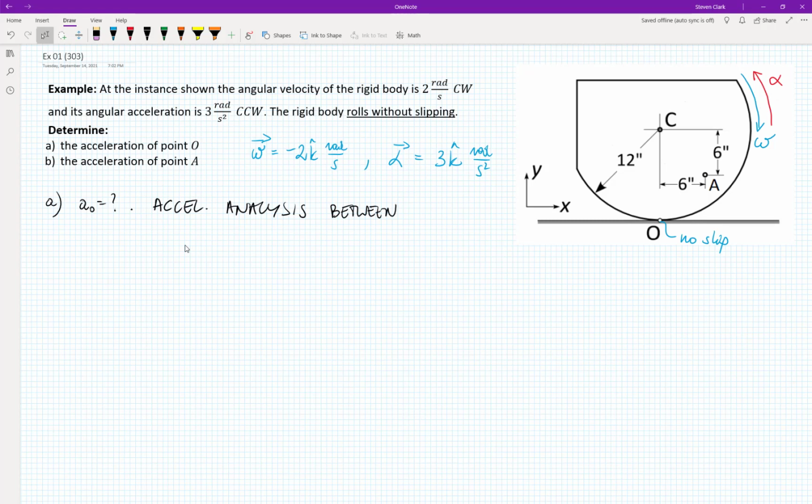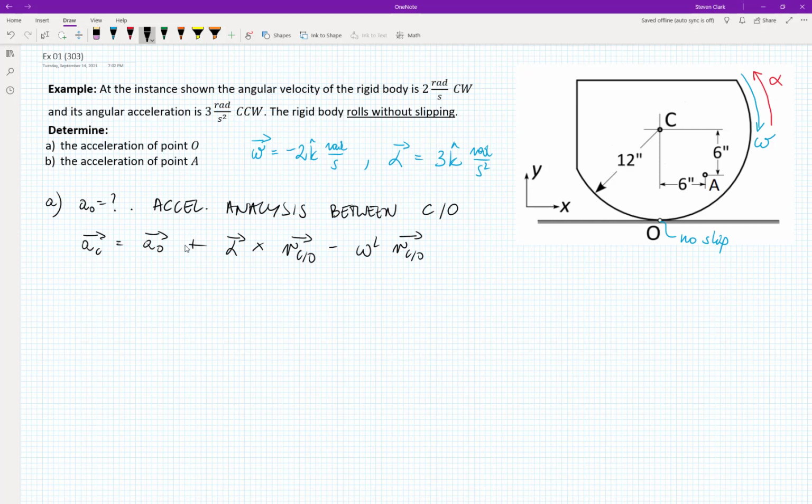Okay, that's a great choice. Yeah, between C and O. Yeah, and Joey, you have chosen these points because we have partial information about them. You know that the acceleration of O would be vertical, and C will be horizontal. Perfect. So AC is equal to AO plus alpha times RCO minus omega squared RCO.